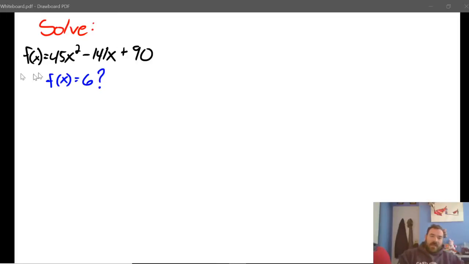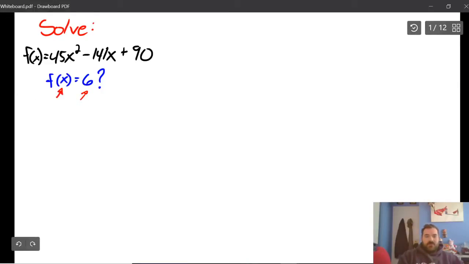So here is a quadratic equation, and I'm using f of x, so I'm using function notation to ask a question. I'm saying I want to know what x is when f of x is equal to 6. All right, well, I'm going to substitute in 6 for f of x, so I'm going to substitute in 6 for y. So I'm going to go 6 is equal to 45x squared minus 141x plus 90.